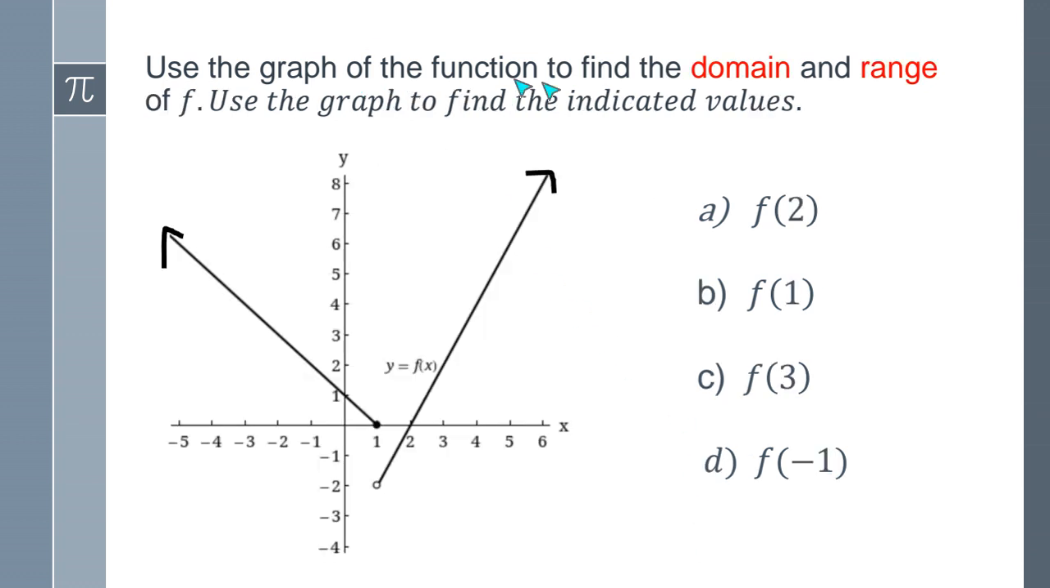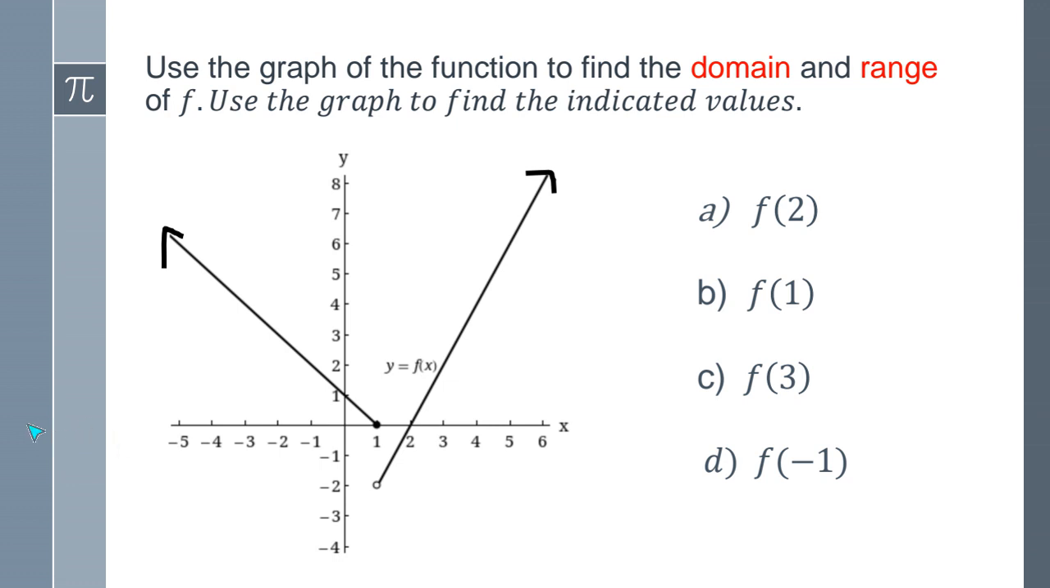Let's try this one. Use the graph of the function to find the domain and the range. So here we need to find the domain. What is the smallest number on the x-axis that is being used to make this graph? What do you guys think? So -5, is that my smallest number to make this graph? It touches the graph, but what does the arrow tell me? It tells me that this is going to go on forever. So that means that I'm going to be using all these negative numbers over here.